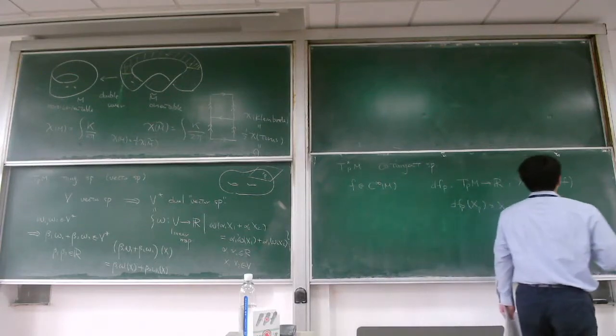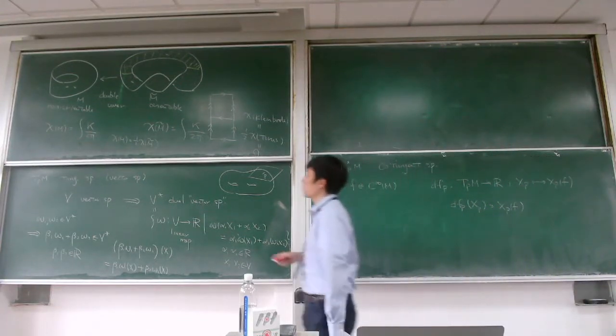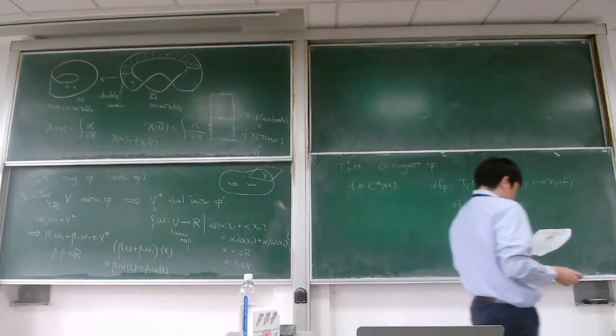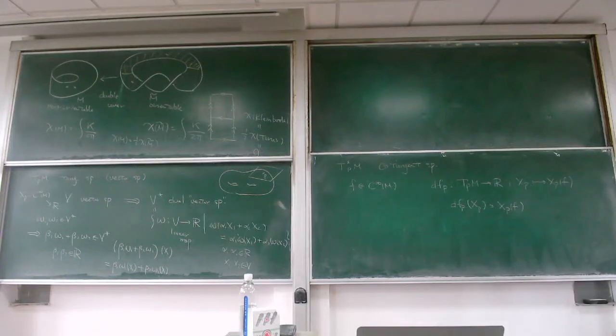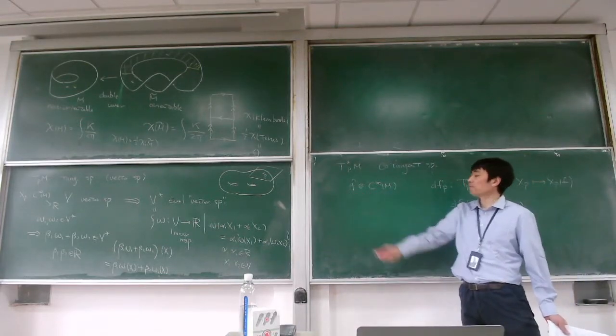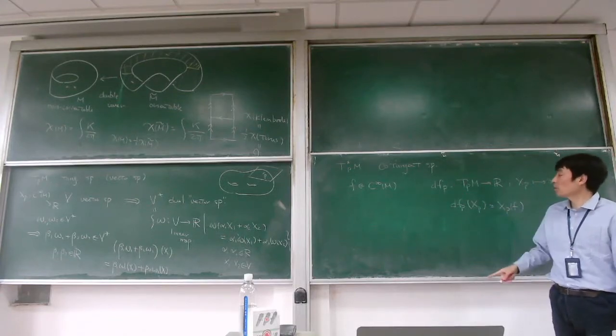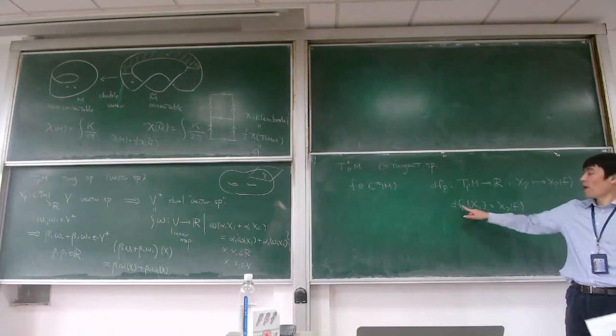As we know, a tangent vector is a map. A tangent vector X_p is a map from C infinity of M to R. That's what we learned last time, and it satisfies two conditions. What are the two conditions? Linearity and the Leibniz rule. Good. So the tangent vector is a map from C infinity of M to R. Therefore, given a function f, X_p can act on f. And we define the differential df at the point P in such a way that its pairing will give you this.